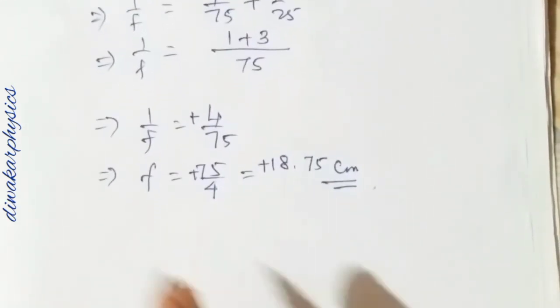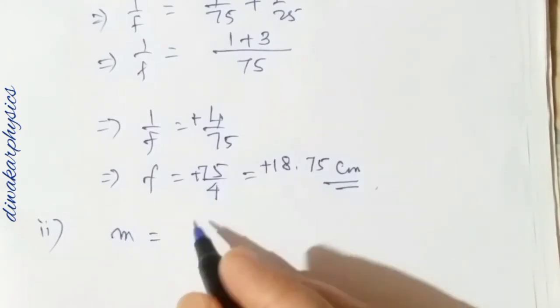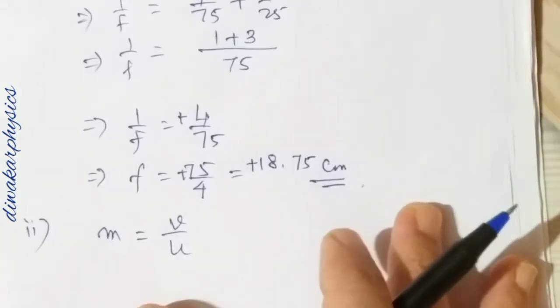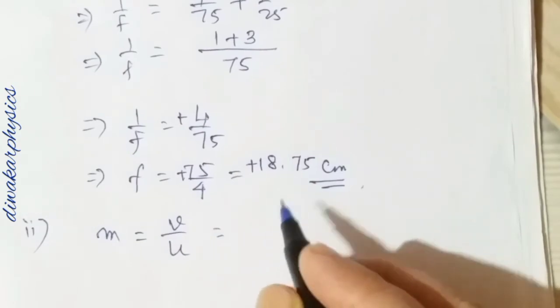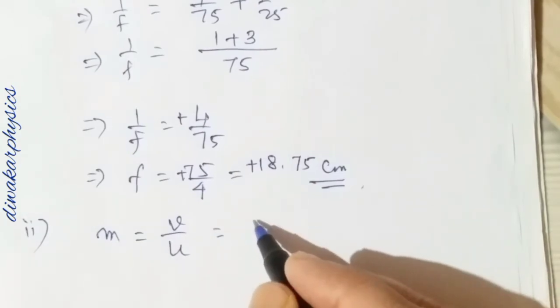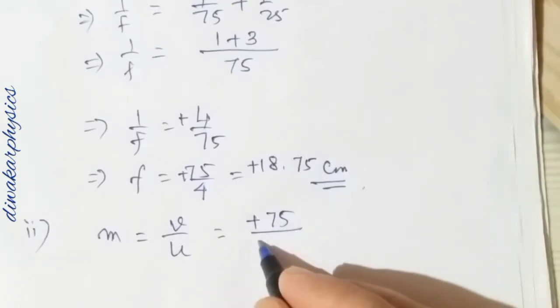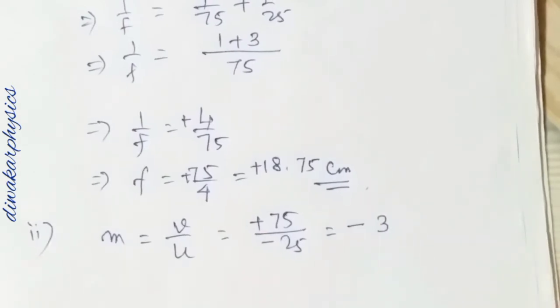Okay, so the next part is magnification. M is equal to, now which formula will you use? v by u. I by O is not given, I and O are not given, but v and u are given. So you will use v by u. So v is how much? Plus 75, and u is minus 25. So it's coming minus 3. So the magnification is minus 3. Okay.